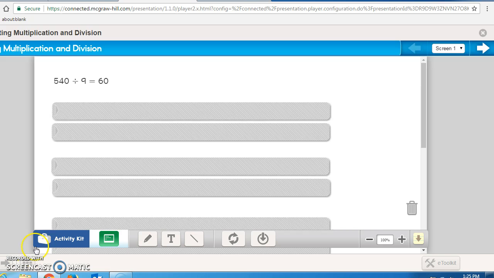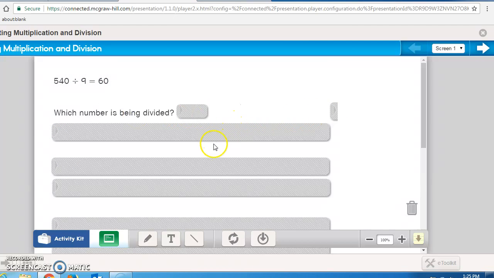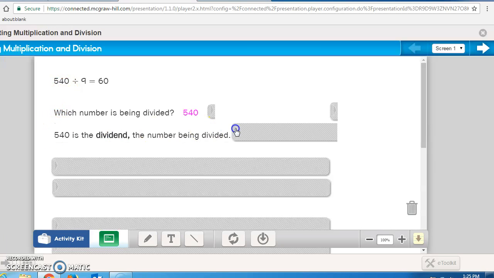Let's take a look at this division problem. It says 540 divided by 9 equals 60. Which number is being divided? Good. 540. The first number. That number is the dividend. The number being divided is called the dividend. So 540 is the dividend of the number being divided.